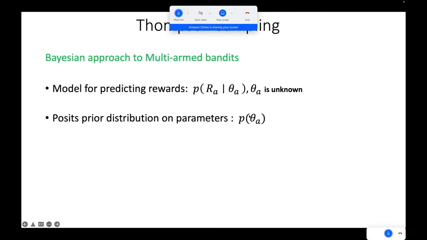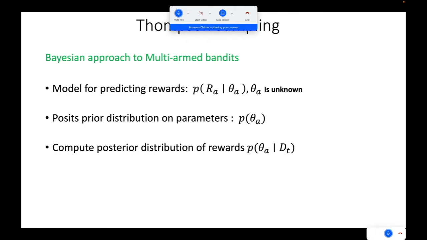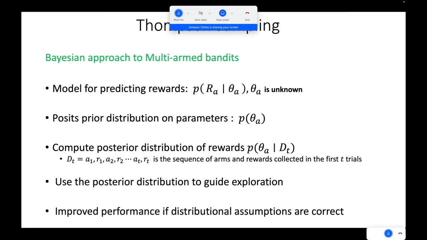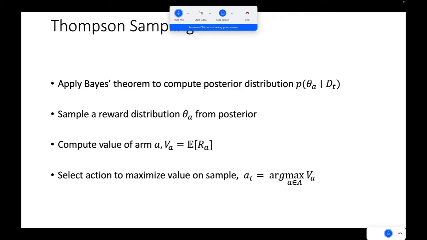Okay. Now, the key step involved in Thompson sampling is to compute a posterior distribution of rewards, which we'll arrive at by applying the Bayes theorem. We'll see that later. And then we use the posterior distribution to guide our explore-exploit scheme. Now we are making distributional assumptions both in the reward models as well as on the prior. And if those assumptions are correct, then this technique can give us improved performance. Okay.